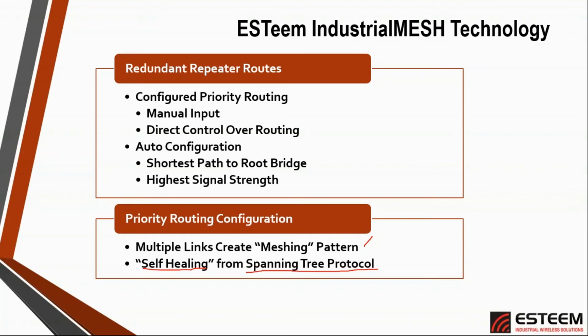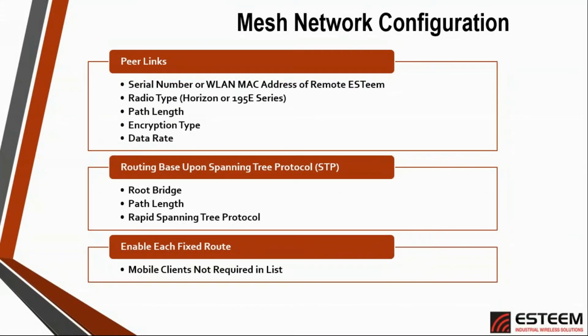And so what we've done is we've modeled that spanning tree protocol on the wireless side. So our peer links, as we said before, you either do it by the serial number or the MAC address. You select the radio type, the path length, the encryption type, and the data rate, just as we saw on the previous page. Now, what we're going to concentrate on next is what this path length does. The next thing is another feature of the spanning tree protocol, that term that we saw earlier, which is root bridge.